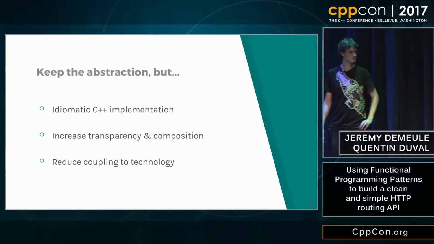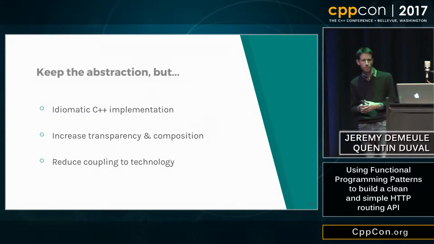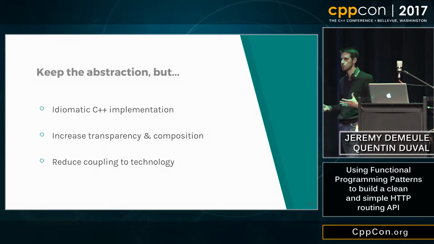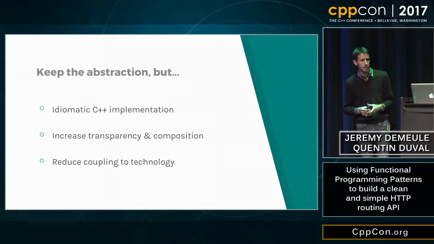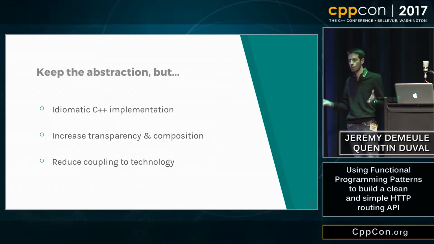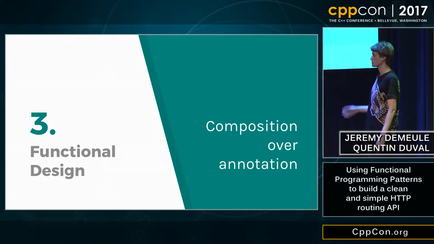So, to summarize a little, we want to keep the same level of abstraction to be scalable. But in addition, we want to have code that is more natural in C++, so more C++-like. We also want to increase the transparency and to prefer composition to build higher level concerns. And finally, we also want to have building blocks which are reusable without the whole framework. So, we tried an approach. It did not work very well. So we'll try a second one.